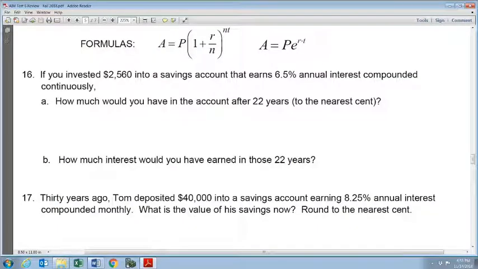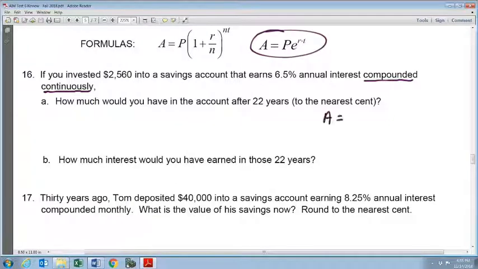All right, so let's get into the formula problems. On 16, it says if you invested $25.60 into a savings account that earns 6.5% annual interest compounded continuously, so we're going to be using PERT here, how much would you have in the account after 22 years? And that'll be to the nearest cent. We're dealing in money here.